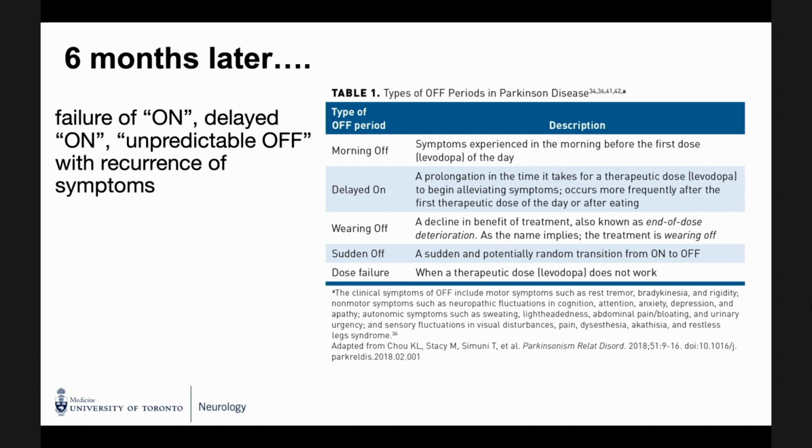And this is called failure of on or delayed on. Failure of on is when you take medication, but they don't kick in. Delayed on is when you take medication, but it takes an hour or longer for them to kick in. Unpredictable off, which is all of a sudden the medications just stop working, even in the middle of an on cycle, and the symptoms recur.